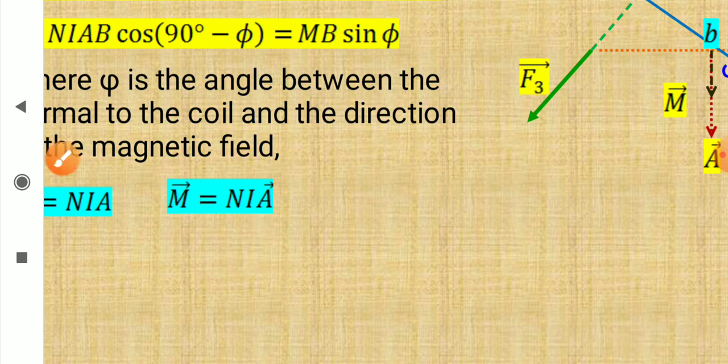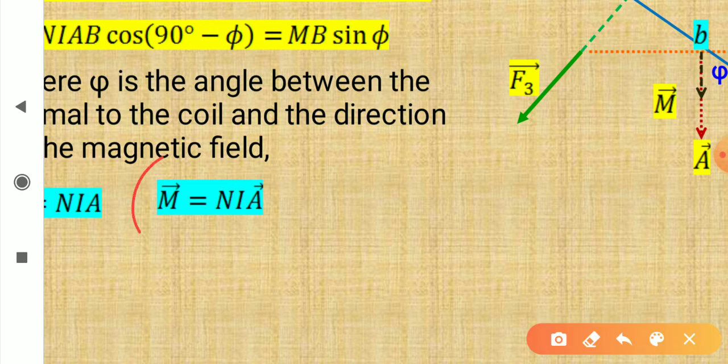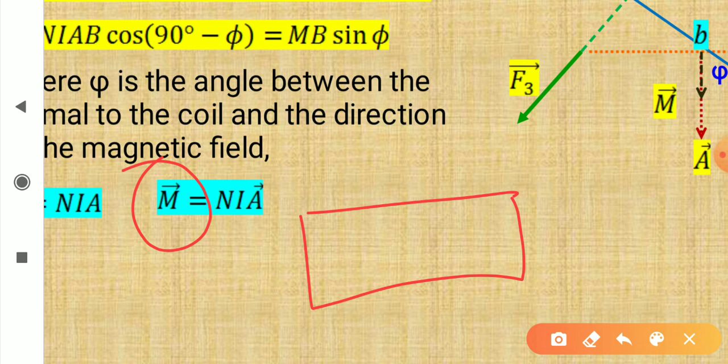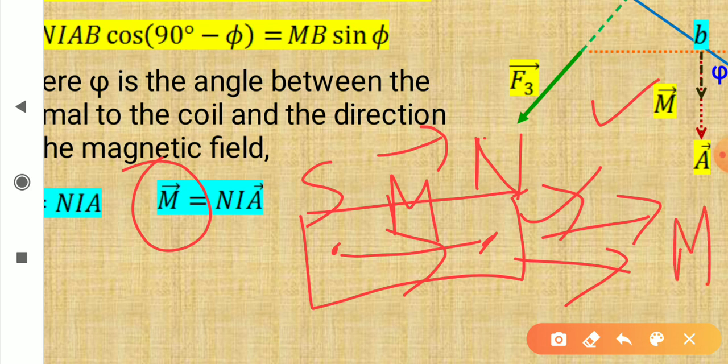SI unit is this one, and it is directed along the, if you have a magnet, I have already discussed this, with a south pole and here north pole, then it is directed from south pole to north pole. But here I have a loop, so if the magnetic field lines are outwards, that means the current is anti-clockwise, then the direction of M is this one.